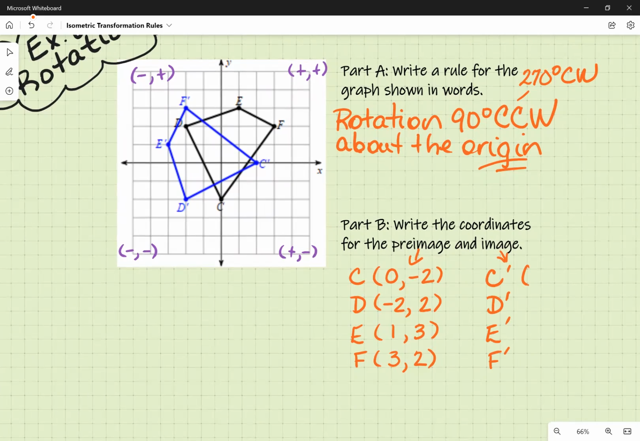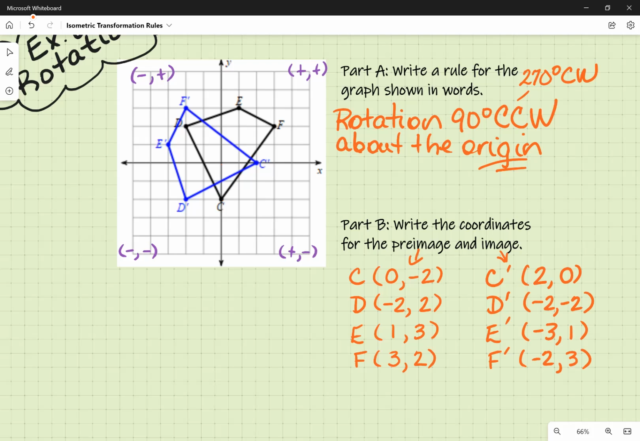So for the first one, C is at 0 and then -2. Well, what are the coordinates for C prime? I can literally count, and that is going to be +2 and 0. For D prime, again, if I'm just looking at my graph, I can count, since I didn't label this particular one. E prime is -3 and 1, and then F prime is -2 and 3.